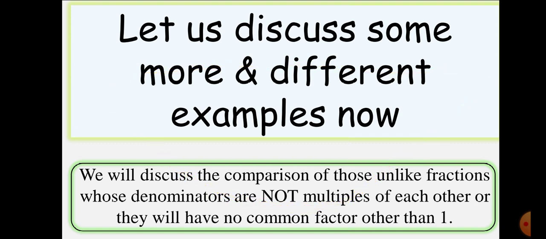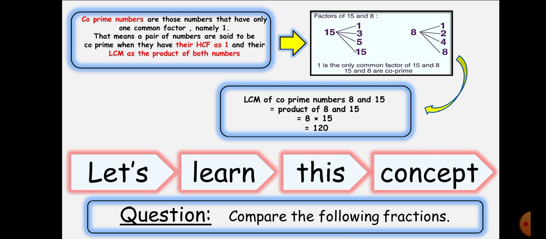We will discuss the comparison of those unlike fractions whose numerators are not multiples of each other, and which have no common factor other than 1. First of all, let me discuss co-prime numbers. What are co-prime numbers? Co-prime numbers are basically those numbers that have only one common factor, that is 1.